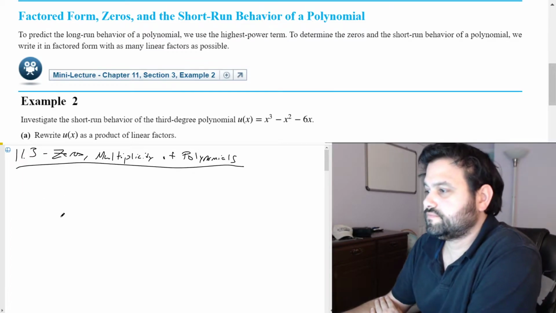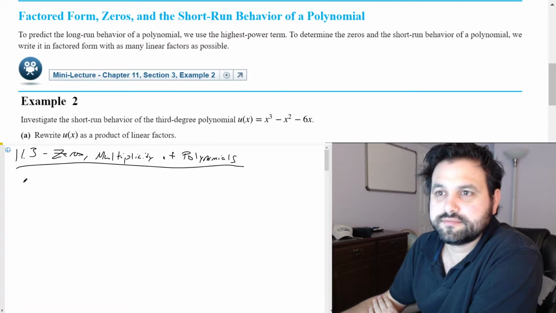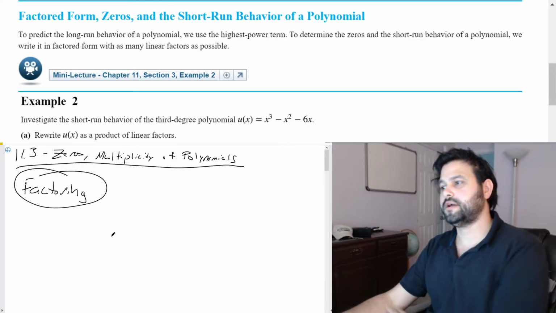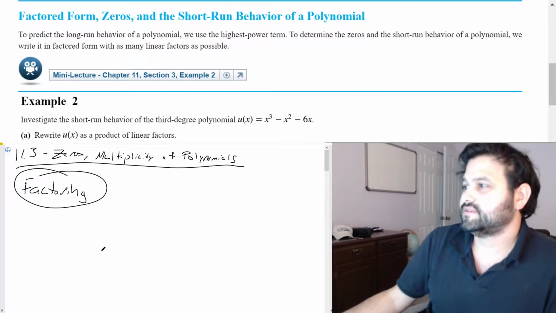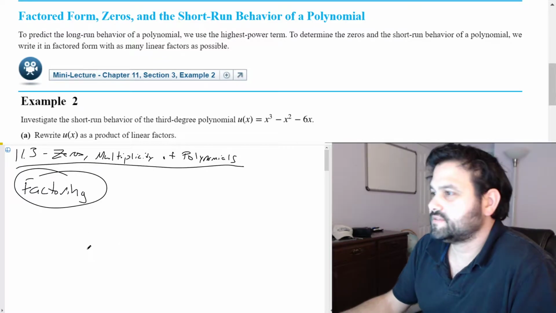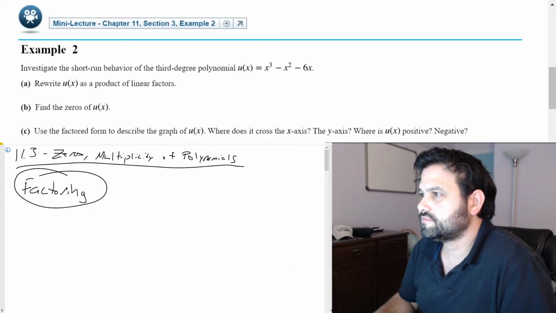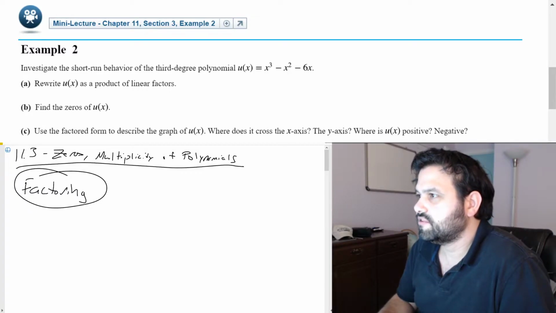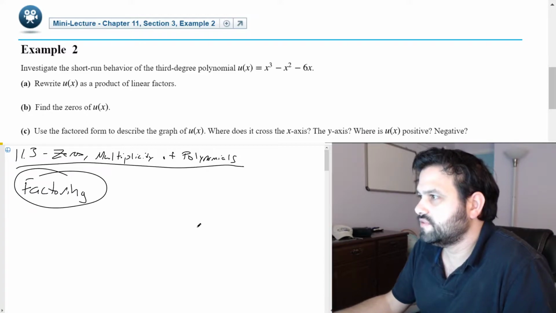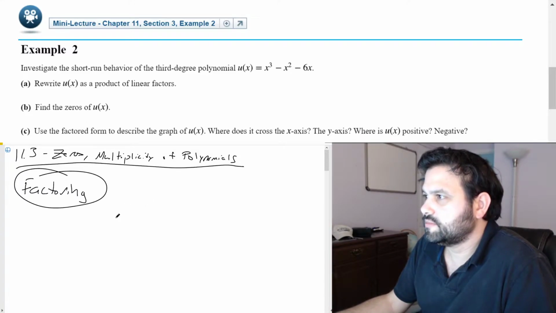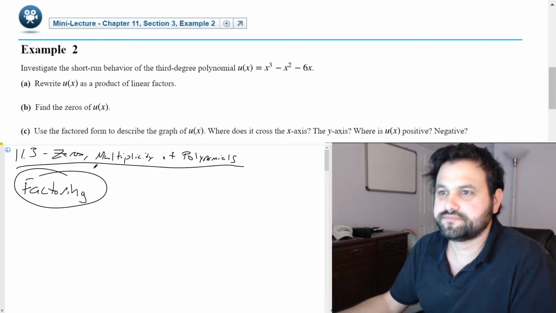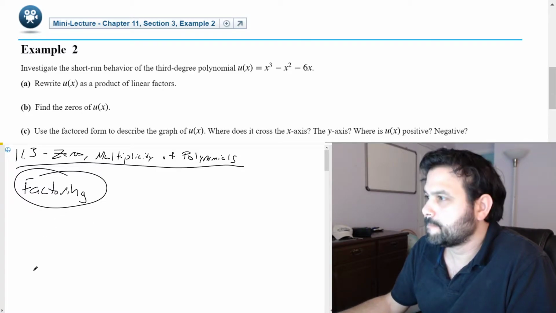Here's the big thing about this section. Factoring. Okay? We're going to basically factor these polynomials. So if we take a look at example 2, investigate the short run behavior of the third degree polynomial u of x equals x cubed minus x squared minus 6x. Okay, let's do that.